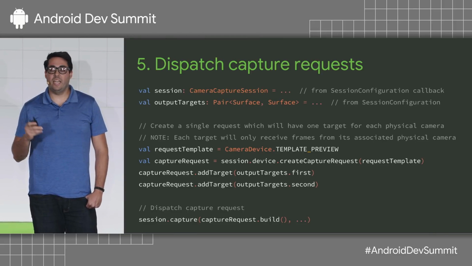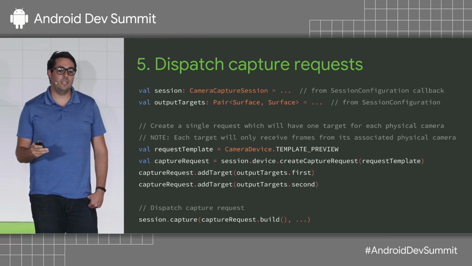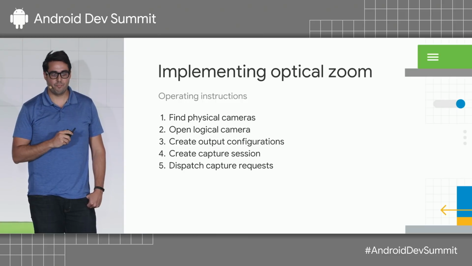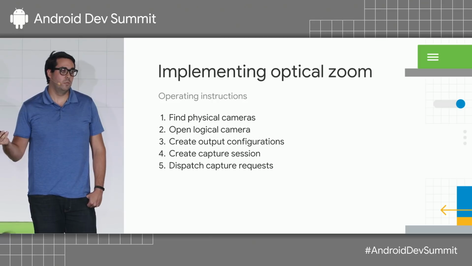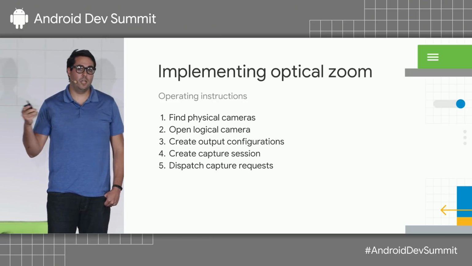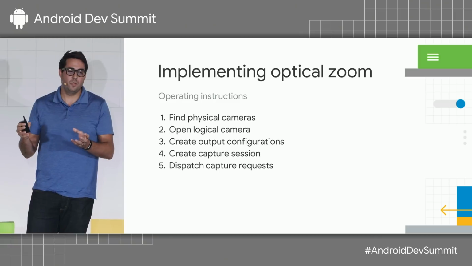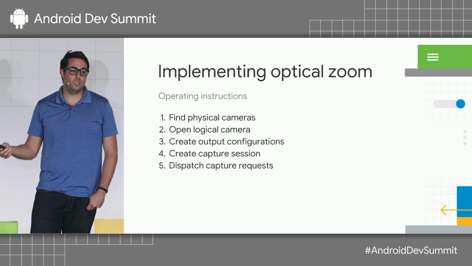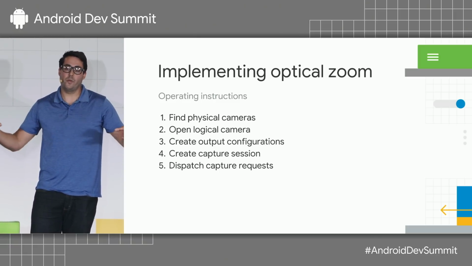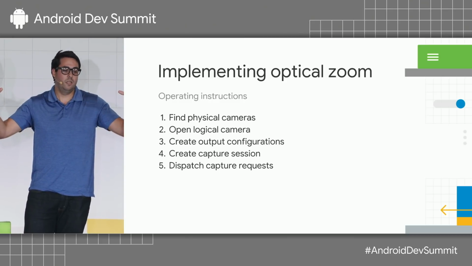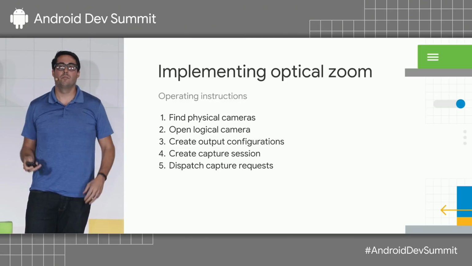So again, it's just like any capture request. The big difference is that the completion callback will give me back 2 start exposure timestamps instead of just a single value from normal capture requests. So to recap, this is how we implement our optical zoom demo. We found the physical cameras. We open the logical camera that is part of that group. We create the output configurations. We put it into a list. We create our capture session. And then we dispatch our capture requests.